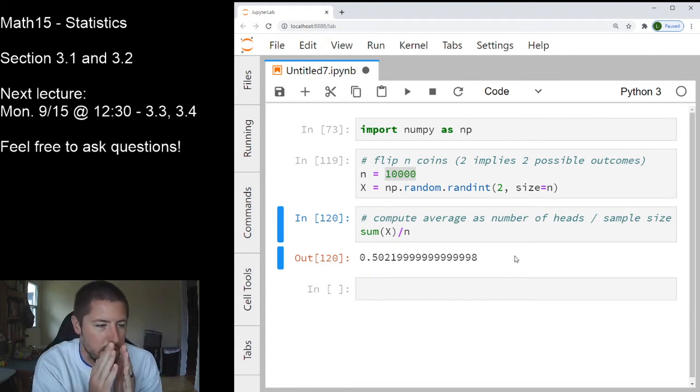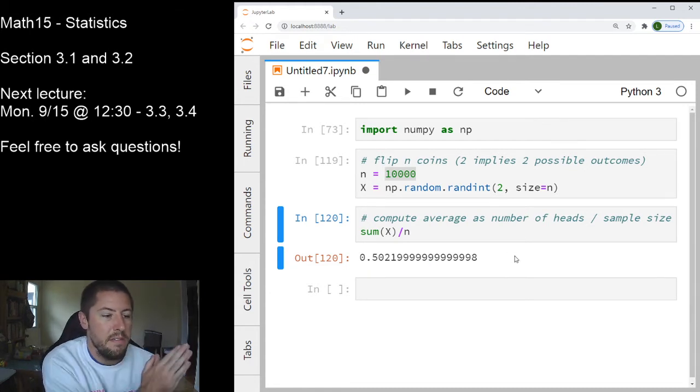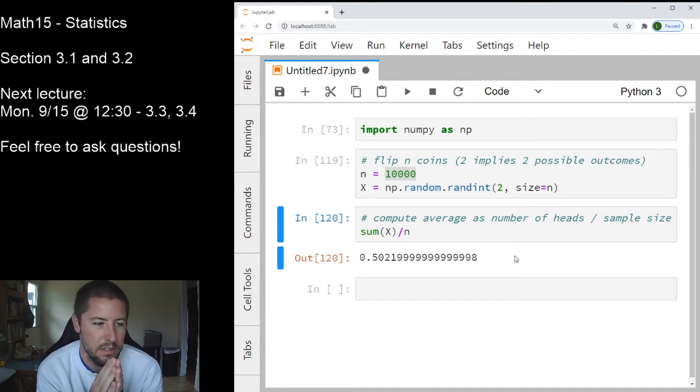When we had small numbers, our experimental results deviated wildly from our expectations. When we have a large number of samples, our experimental results often very closely match our theoretical results.